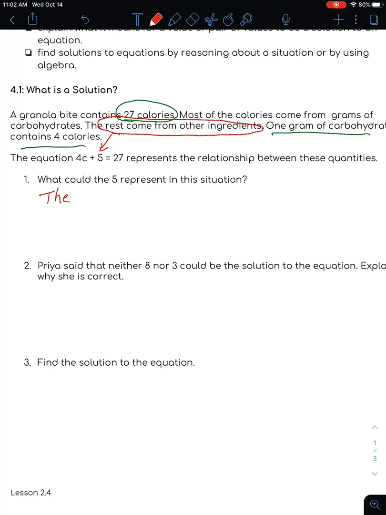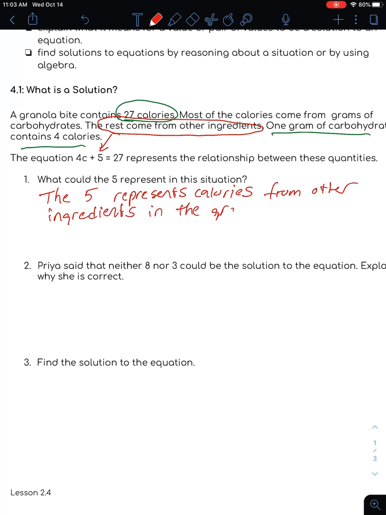The 5 represents calories from other ingredients in the granola bite.